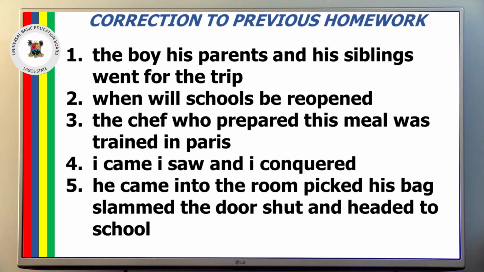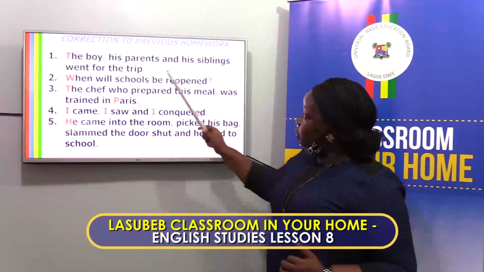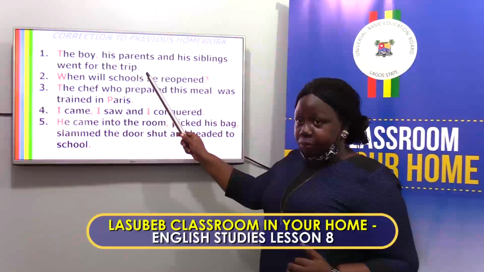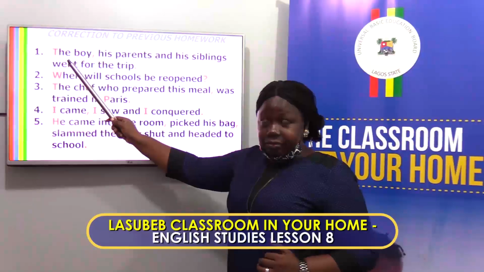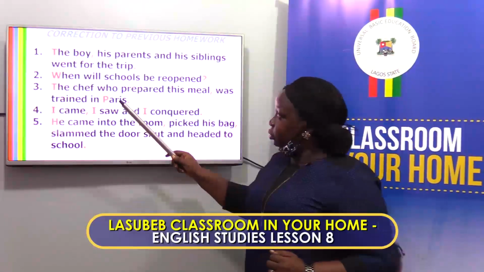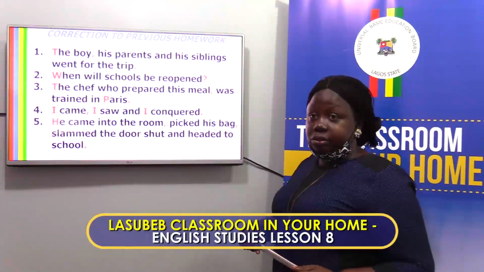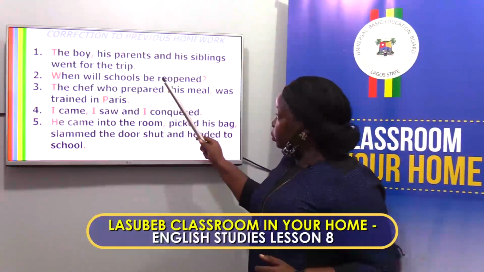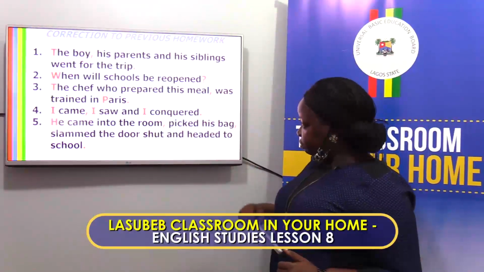Number 1: The boy, comma, his parents and his siblings went for the trip, full stop. Did you start the sentence with a capital letter? Good. Number 2: When will schools be reopened? Question mark. Did you get that one too?